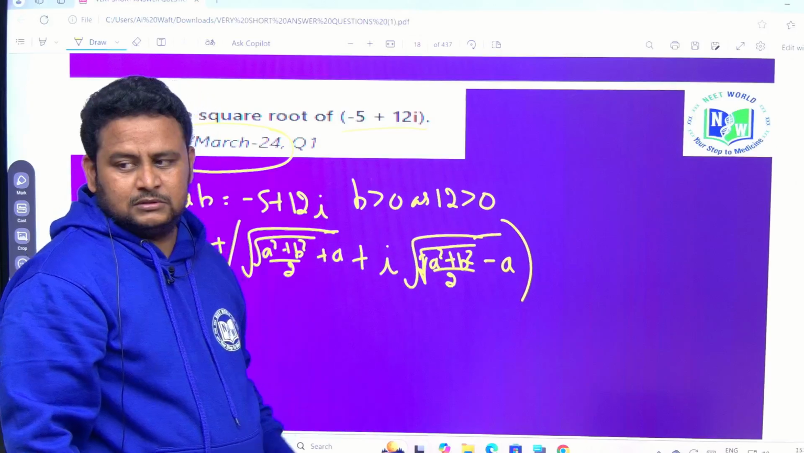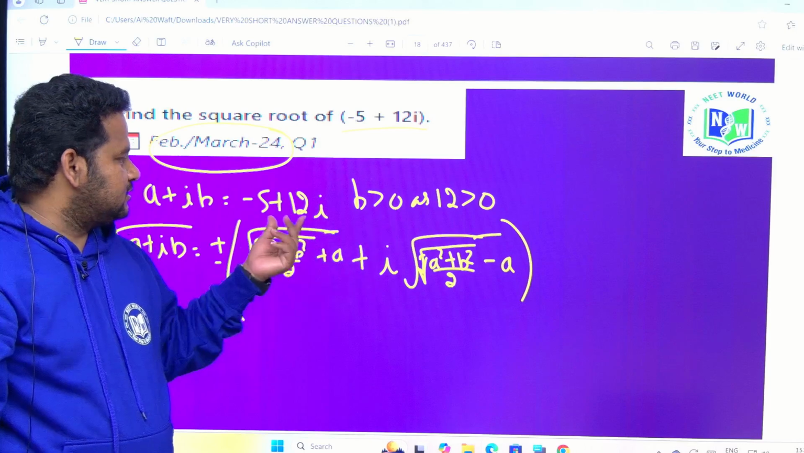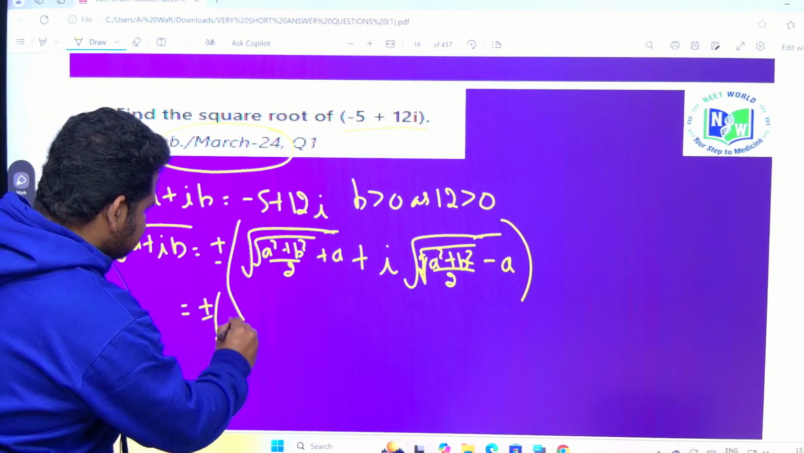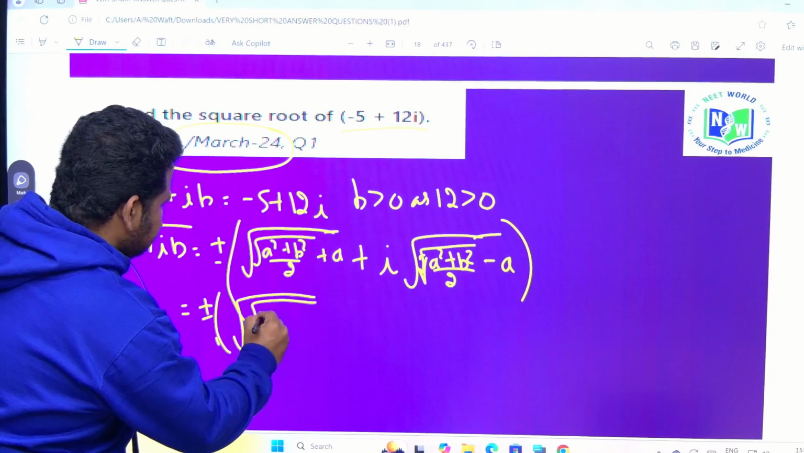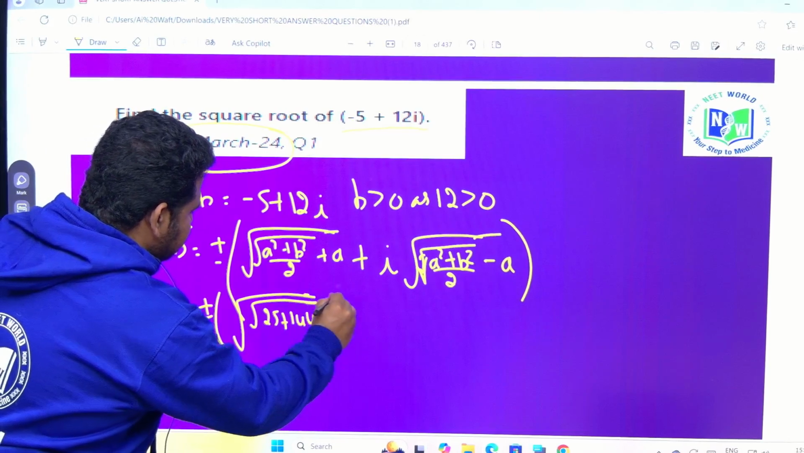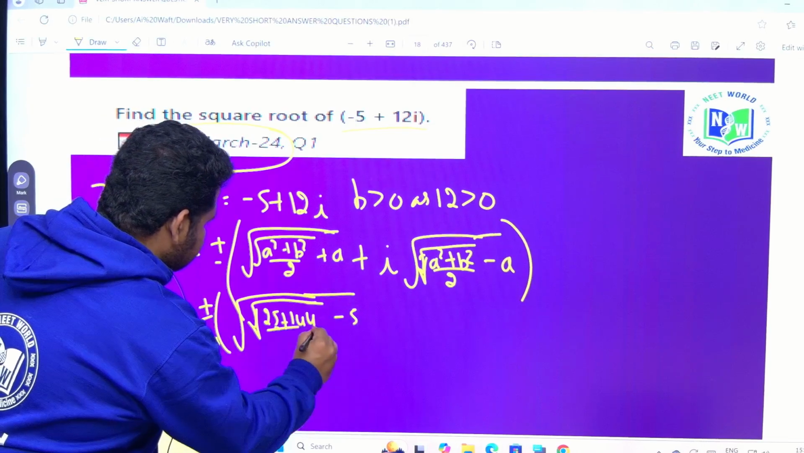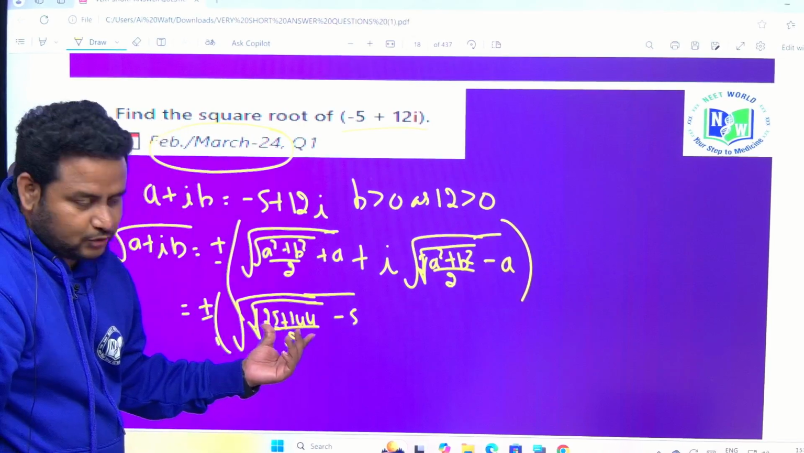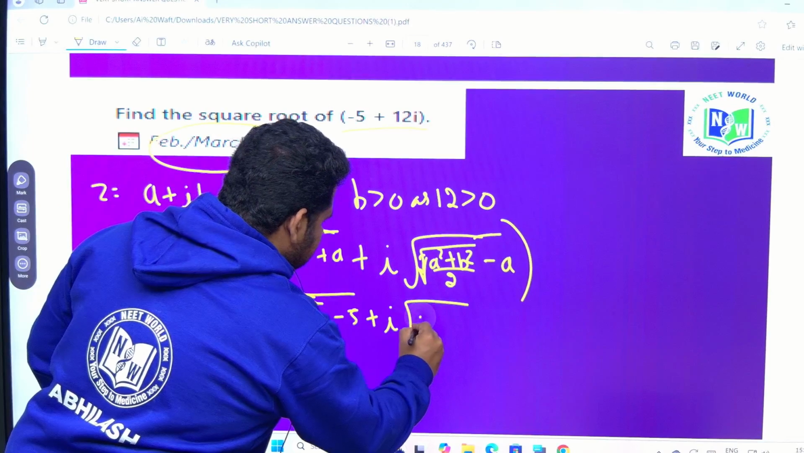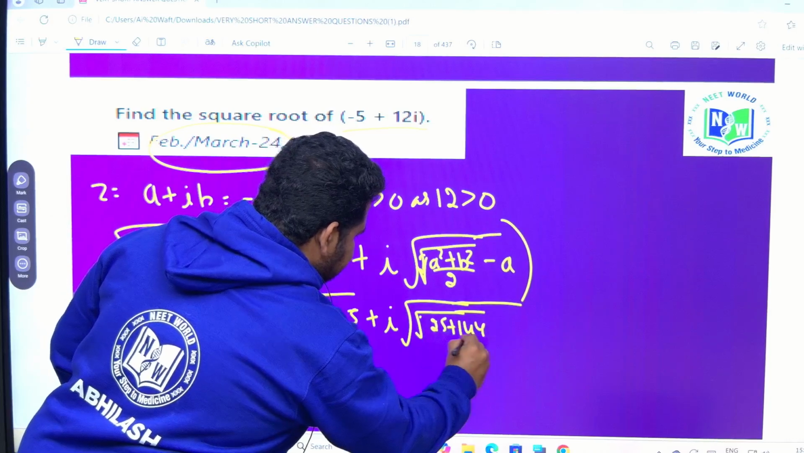Now, what we have to do? For this formula, you just put the values. What is the value of a here? A is minus 5, and b is plus 12. So, if I put the values here, plus or minus, this will become square root of a is minus 5 square, I can write it as 25, b square I can write it as 144, okay, plus a is minus 5, this will be divided by 2, plus I into square root of again within that square root 25 plus 144 divided by 2 minus a.